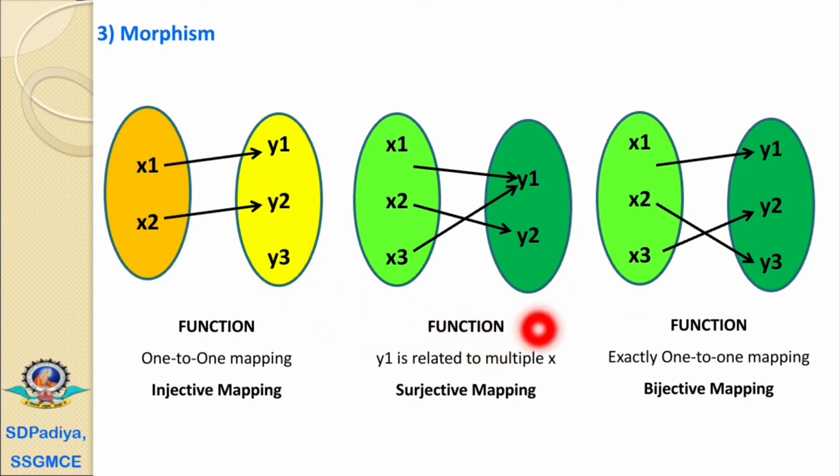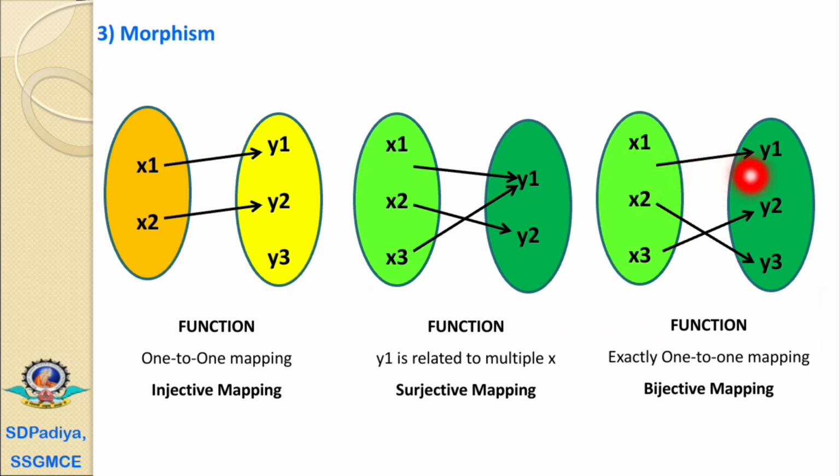The second is, if we again have two sets, the capital X and the capital Y, and in the second set no element is empty, then we call it the onto function, that is the surjective mapping. And the third is the combination of these two, that is the one-to-one onto.